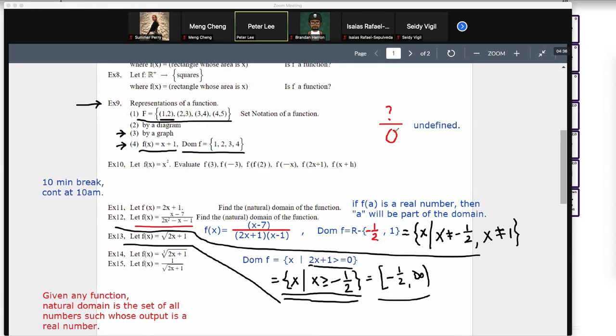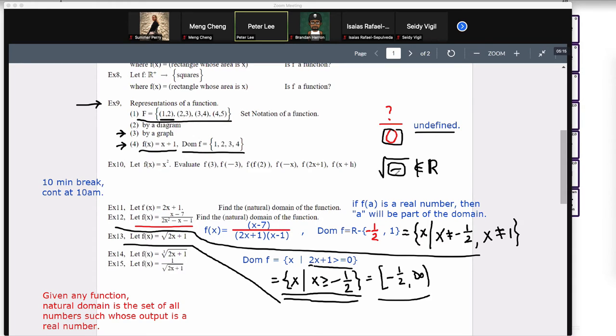Basically, if you have a fraction, the denominator cannot be 0. This is bad, right? It cannot be 0 here. This will be undefined. And if you have a square root, then this must be positive. If this is negative, then that will be undefined. That will not be a real number. So if it's a negative value here, then that is not a real number, and therefore that will be out of the domain. That will not be part of the domain.